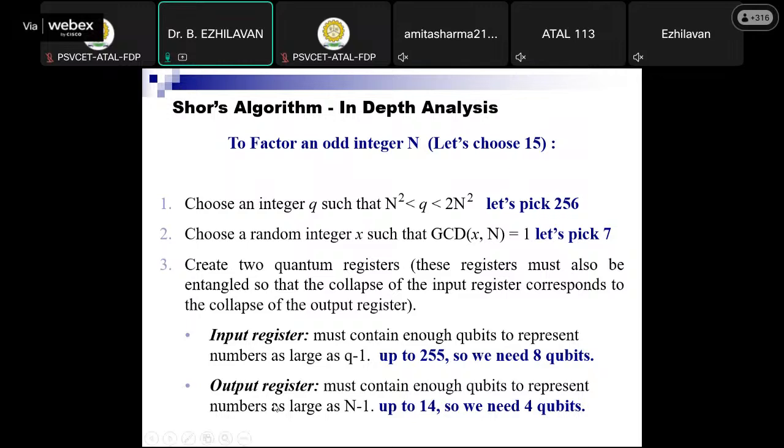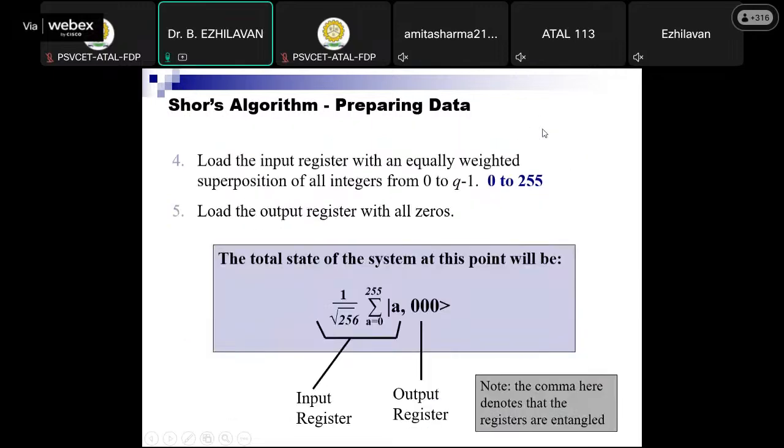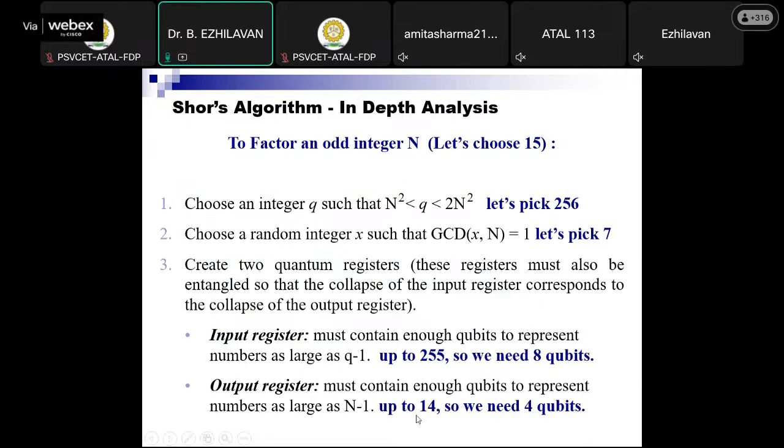Then the output register contains enough qubits to represent n minus 1. Here n is equal to 15, so n minus 1 is 14. For representing in digital, we need 4 bits. Till 7 we need 3 bits, 111. After this, from 7 to 15 we need 4 bits, 1111.